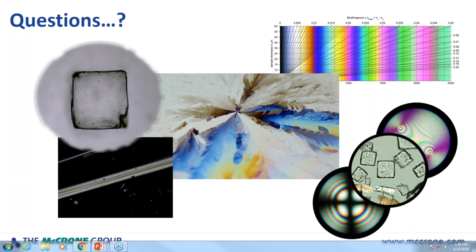And while Tom was doing the presentation, there were some questions that came in. This one is from Jeff. If I have a standard microscope, can I polarize it or make it into a polarizing light microscope?